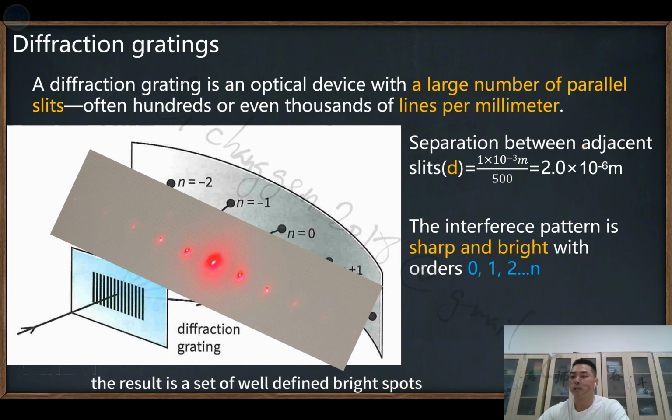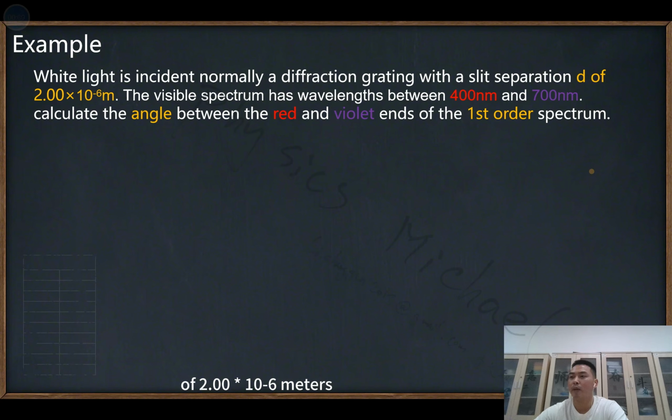Here's an example. White light is incident normally on a diffraction grating with a slit separation d of 2.000 times 10 to the negative 6 meters. The visible spectrum has wavelengths between 400 nanometers and 700 nanometers. Calculate the angle between the red and violet ends of the first-order spectrum.